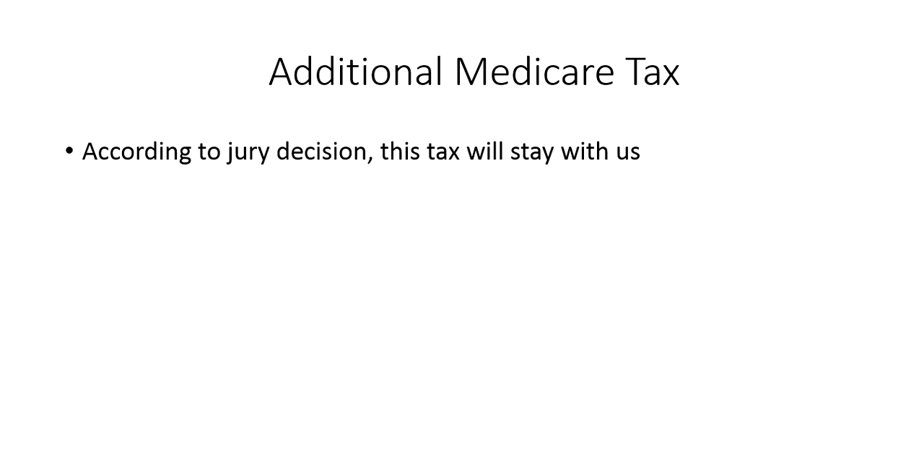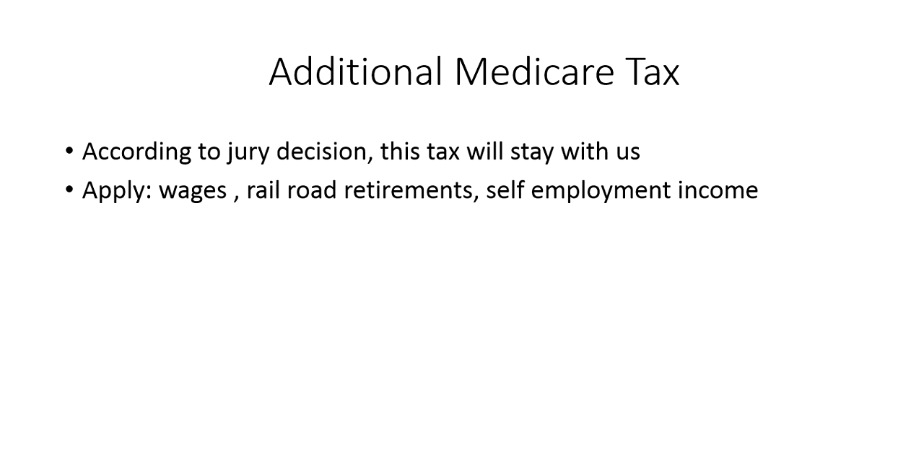Okay, additional Medicare tax. The jury decided that this tax will stay with us, which will hurt many families. Now it applies on wages, railroad retirement, and self-employment income. See, I told you that additional Medicare tax is applicable on wages, railroad retirement, and self-employment income, while the NIIT applies on investments from individuals, trusts, and estates. It's completely different, and the calculation is also different. So don't mix this additional Medicare tax with your NIIT.